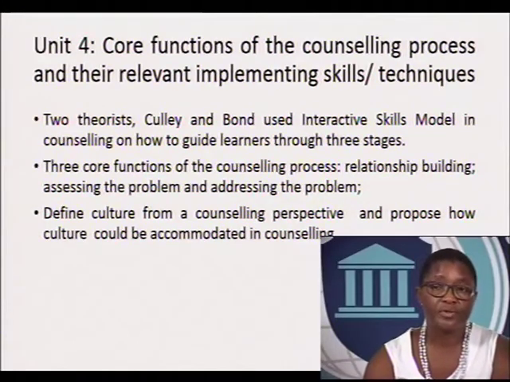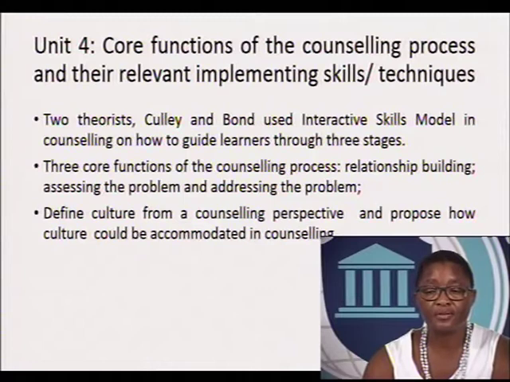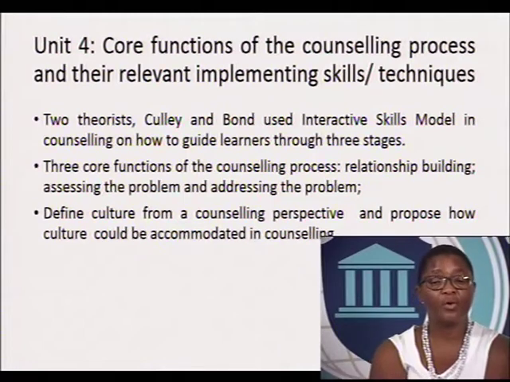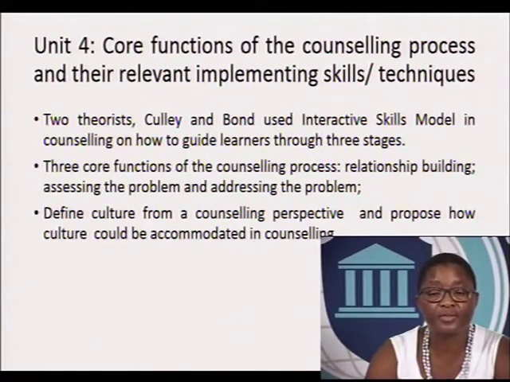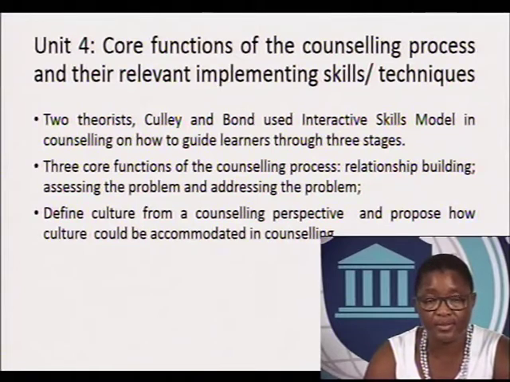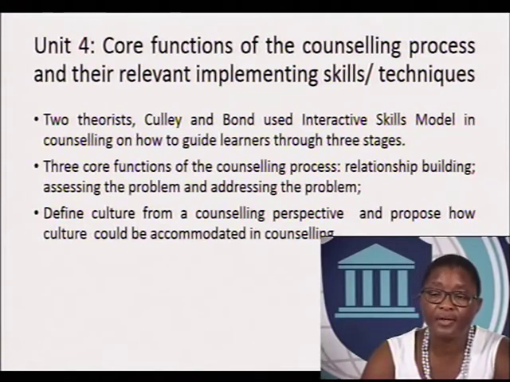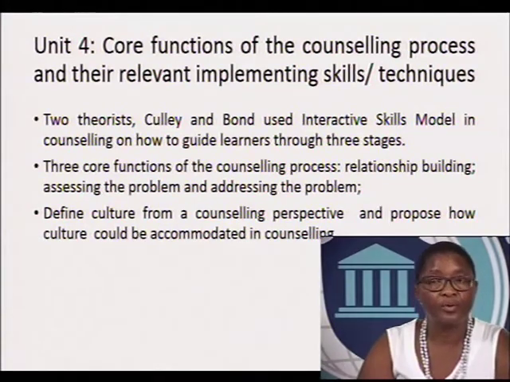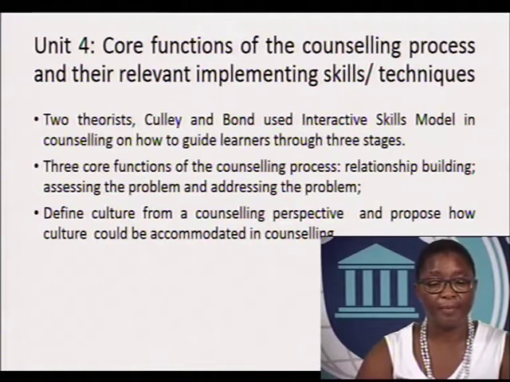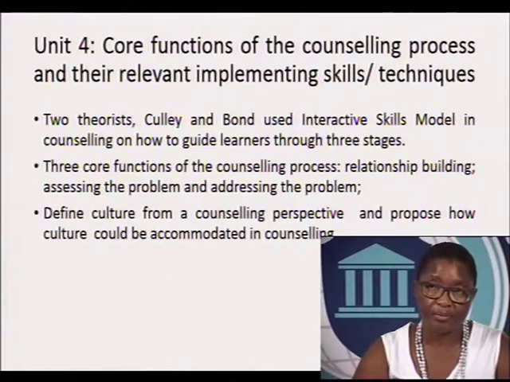Looking at the core functions of the counseling process and their relevant implementing skills or techniques, we have 2 theorists, Culley and Bond, who used the interactive skills model in counseling on how to guide learners through 3 stages. The 3 core functions of the counseling process. What are these main functions? We look at relationship building, assessing the problem, as well as addressing the problem.